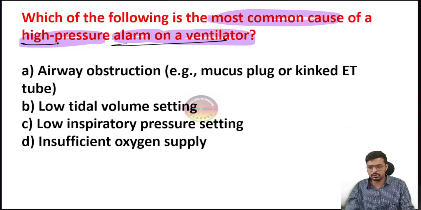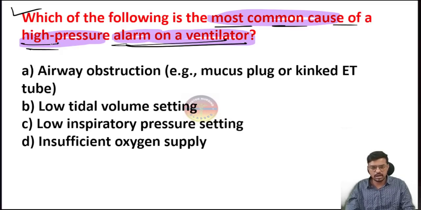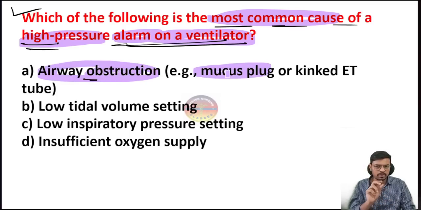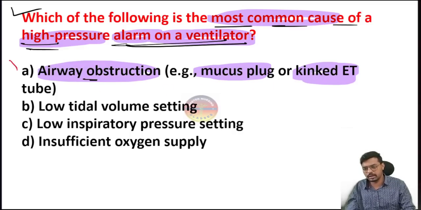Then comes our important question: which of the following is the most common cause of the high pressure alarm in the mechanical ventilator? Option A, yes, high pressure is for obstruction. The airway got obstructed because a mucus plug blocked the airway, so the pressure in the airway is increasing. Because of kinking of the ET tube, the pressure in the airway also increases. There is resistance in the airway because of the mucus plug and the kinking, and the increased pressure leads to the high pressure alarm. So option A is the correct answer.